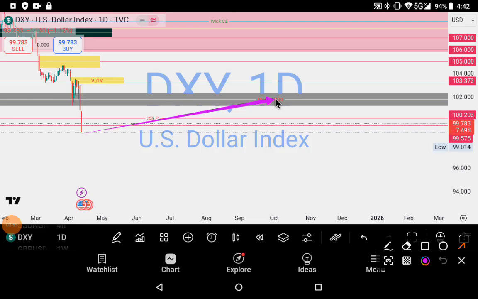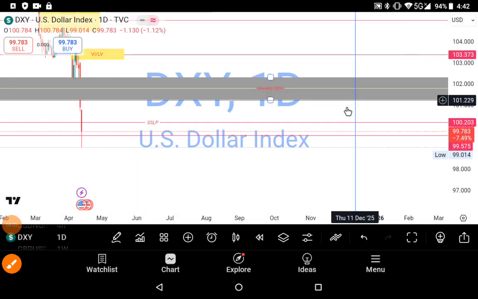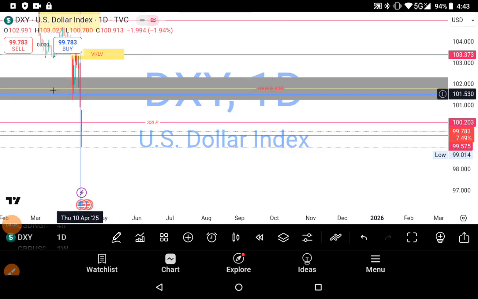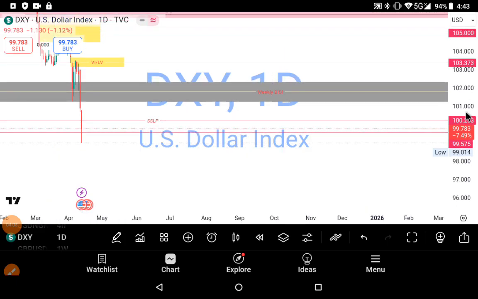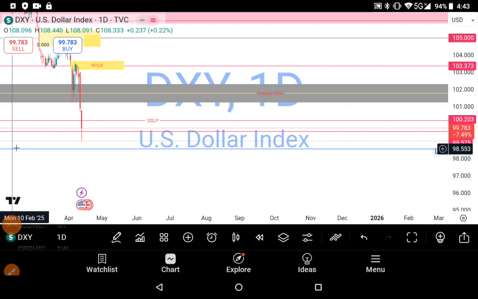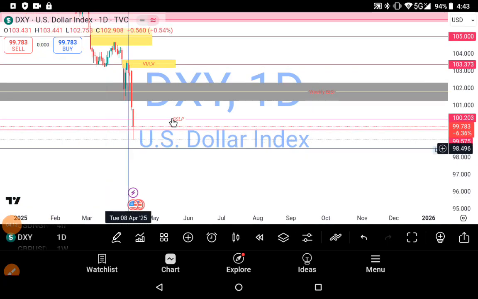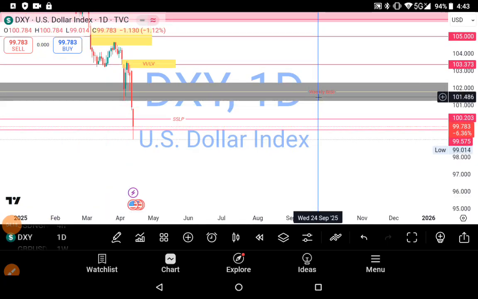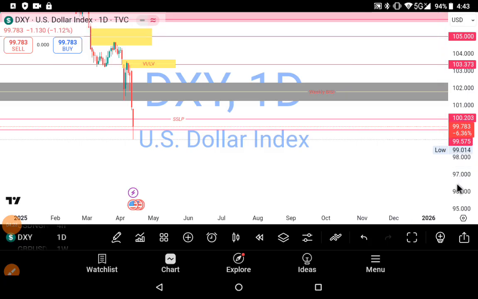If the market price stays below the consequent encroachment of that level, that means the half of that level, then I'll still be interested in going lower on dollar index. If the consequent encroachment of the weekly buy side imbalance, sell side inefficiency serves as a resistance to the price, then I'll be watching the market price dropping further into 97, 96, or 95.